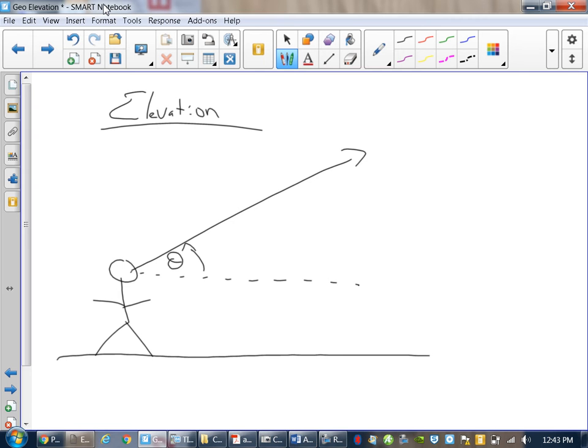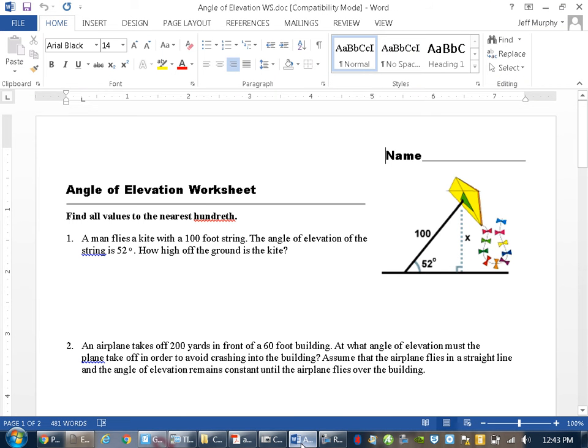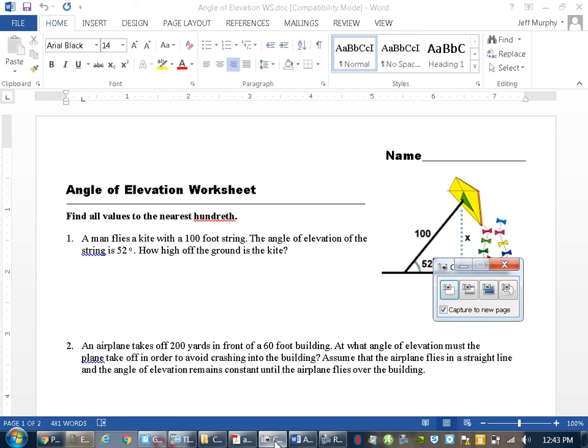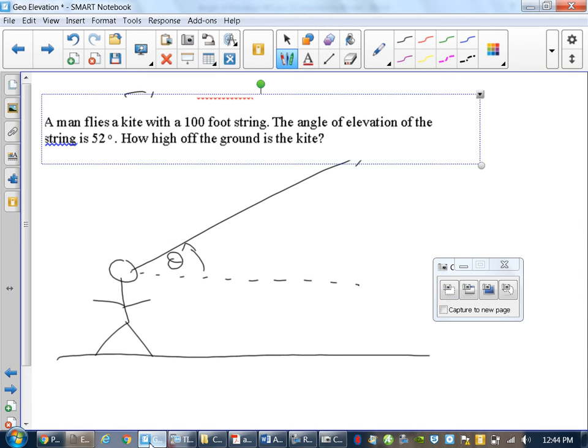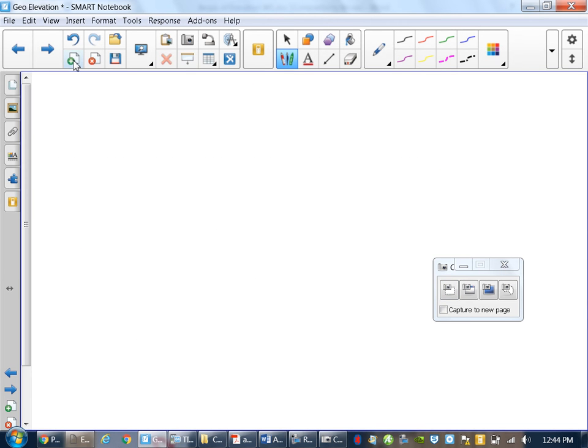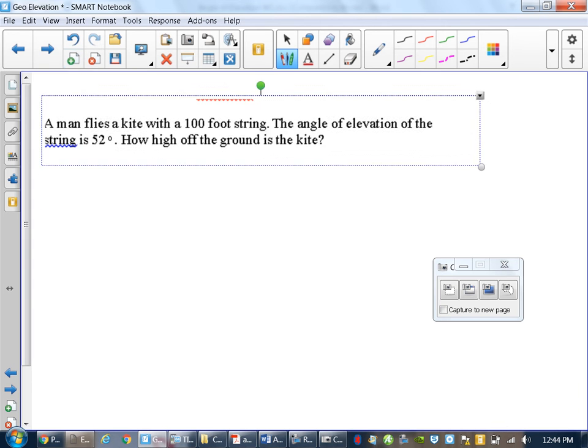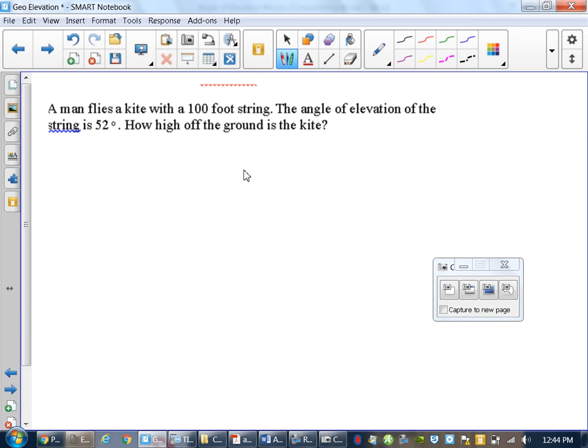Really, really easy example of something that this looks like is this. You're flying a kite. The kite has a 100-foot string. The angle of elevation of the string is 52 degrees. How high off the ground is the kite?